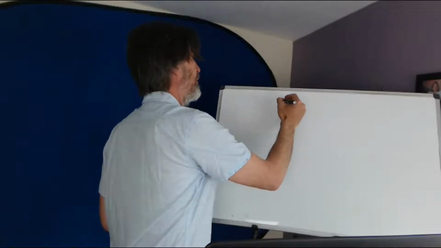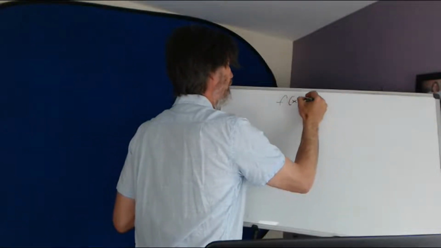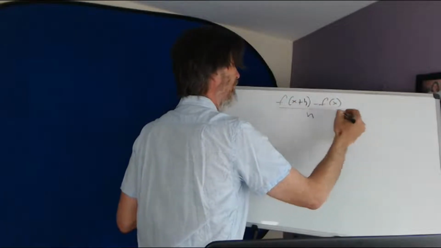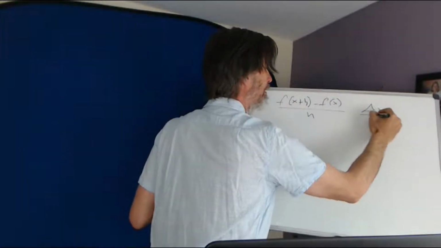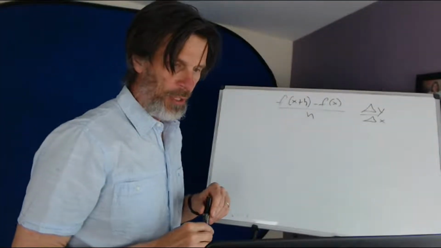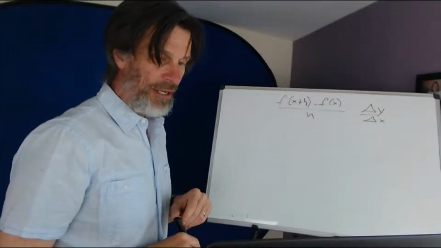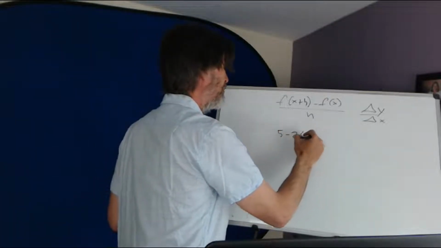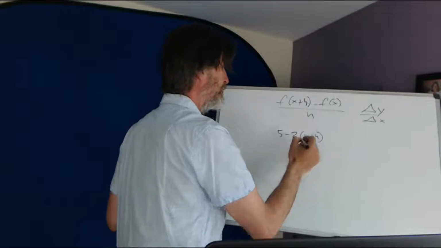So here's the formula: f of x plus h minus f of x over h. It's again the change in y over the change in x. It's the slope formula. So let's calculate f of x plus h for the first one. 5 minus 2 times x plus h.